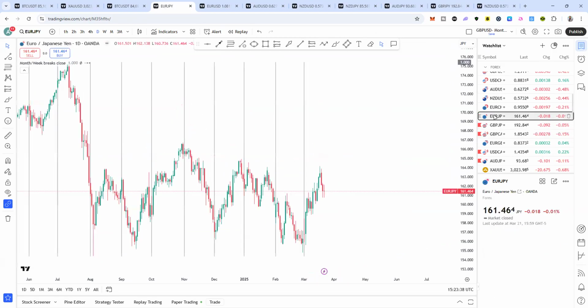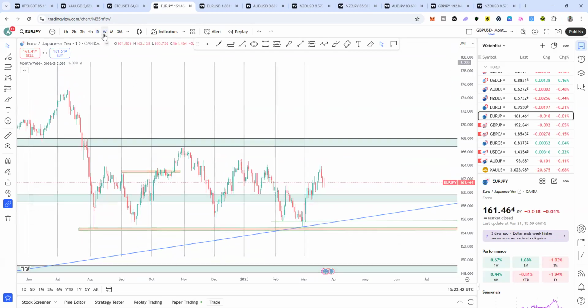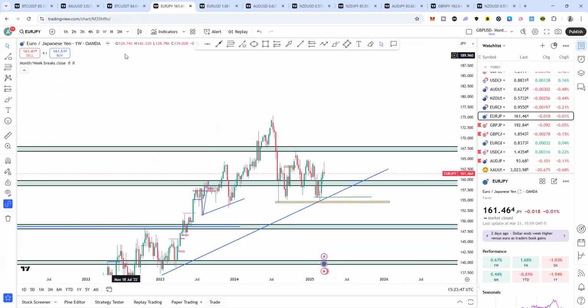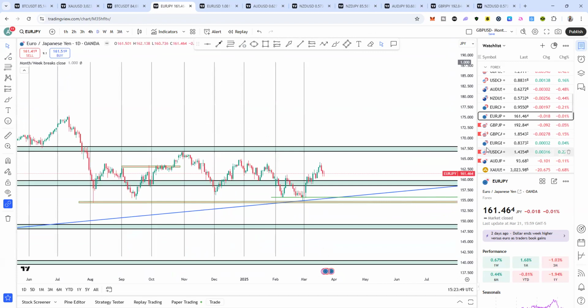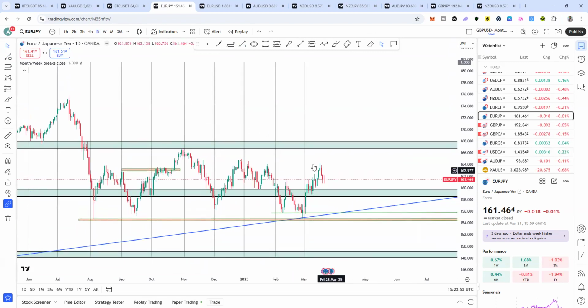Same thing with Euro JPY. I don't want this video to be too long. But Euro JPY right now is massively selling off. I'll be careful. I won't be buying right now until I see price bottom properly.